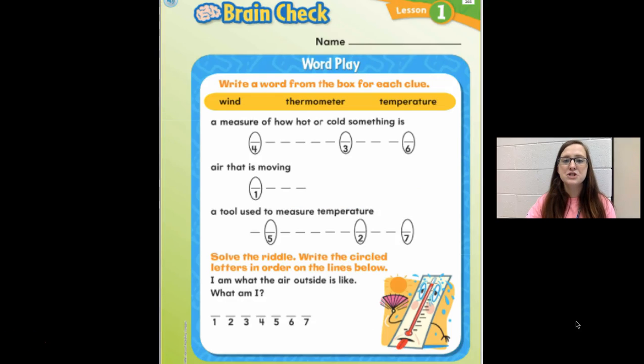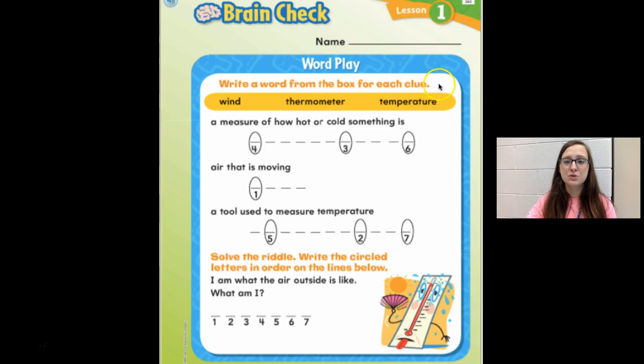Now flip to page 265. We have 3 words in our word bank: wind, thermometer, and temperature. Those are some long words there at the end, so you're going to have to be very careful that you write 1 letter per line. The first definition says, a measure of how hot or cold something is. Is that wind, thermometer, or temperature?